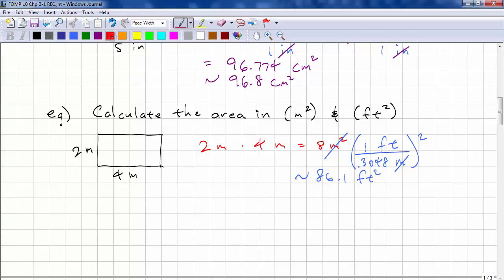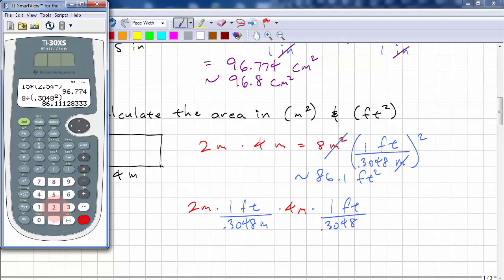And if you want to do it the long way, we'll do that one more time. 2 meters times 1 foot over 0.3048 meters times 4 meters times 1 foot over 0.3048. Okay, you have to do 2 divided by 0.3048 times 4 divided by 0.3048. And we get exactly the same answer, which is good.